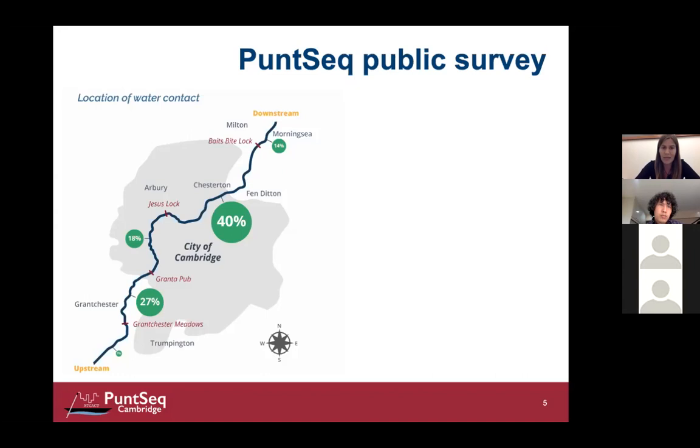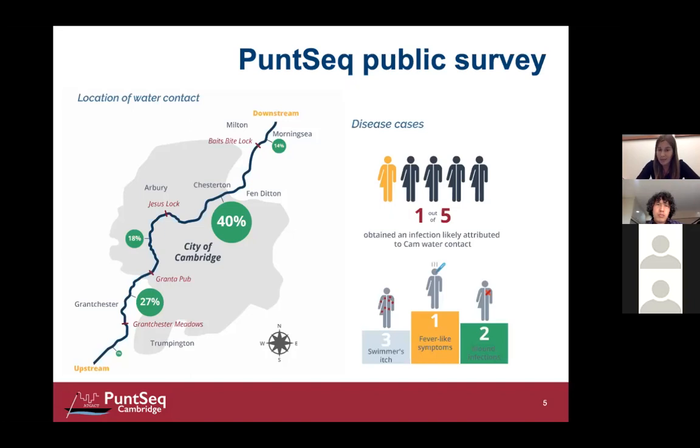And then we have people even further downstream where there's rowing activity and so on. So this is a little bit the picture of the city of Cambridge and how humans interact with it. And then we asked people, how often did you get any diseases from the river? And actually the response was that 1 out of 5 participants of the survey said that they had obtained an infection likely attributed to the contact with the water of the river Kem.